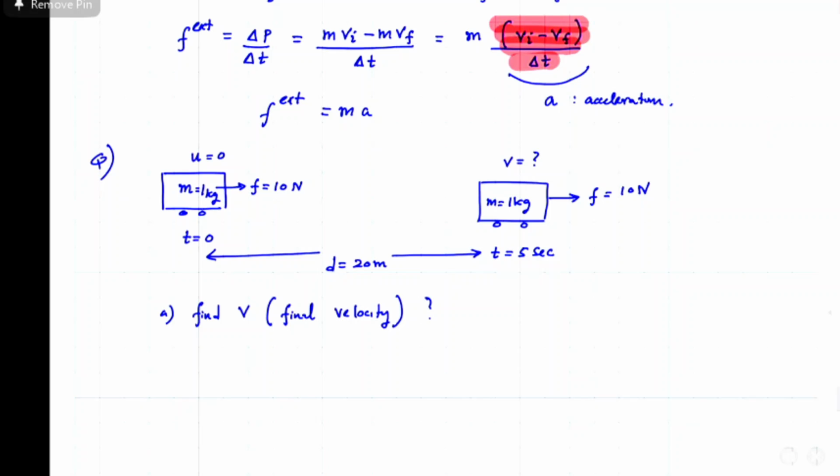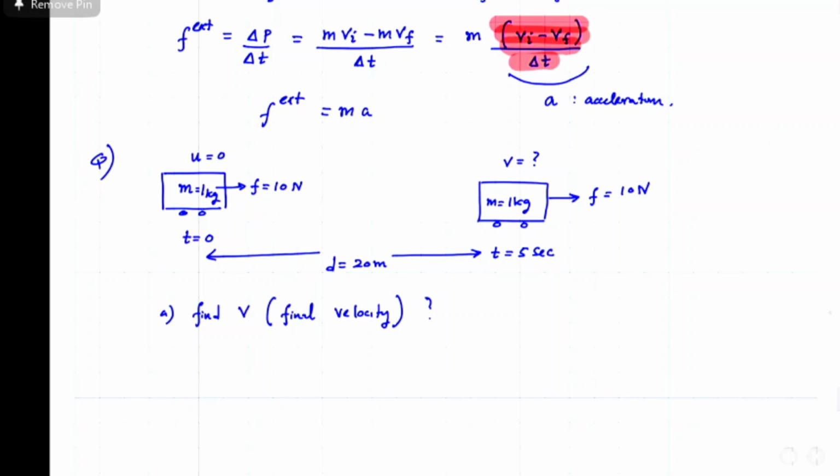Now this is so practical. Think about this as your car. You are on cruise. Cruising means you are providing a constant force, constant torque on the tires, right? So suppose your force is 10 newtons. You are starting from 0 velocity, that means at rest. Mass is 1 kilogram. Time is 0. And then after 5 seconds, what will happen?